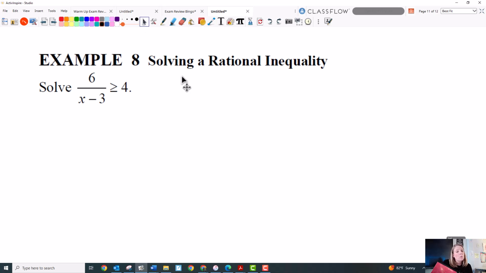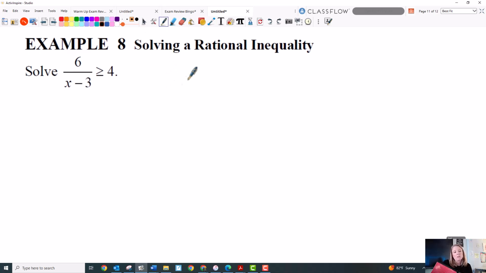Okay, now let's look at rational inequalities. For a rational inequality, I've got to get everything on one side. Before I can do anything, I have to get everything on one side and set it equal to 0. So I'm going to minus the 4.